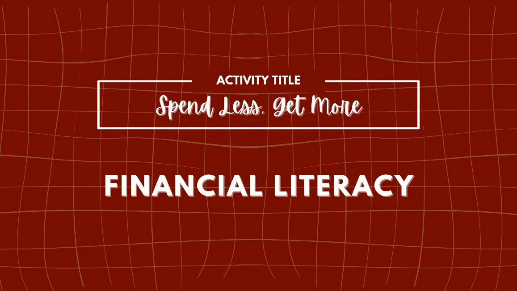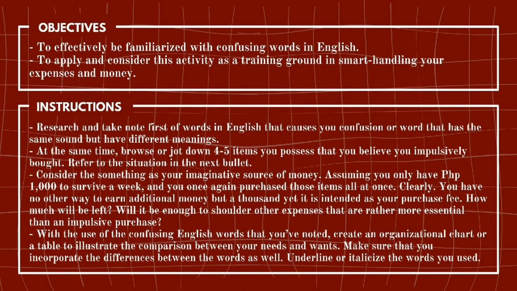For instance, there are lots of confusing English words. Words that have the same sound but different meanings are used, like red, as in the color, and read, as in the past tense of read. Considered as one of the most common concerns in learning English, this activity highlights familiarization and proper use of words with the same sounds or spelling alongside learning how to be smart in spending your money.